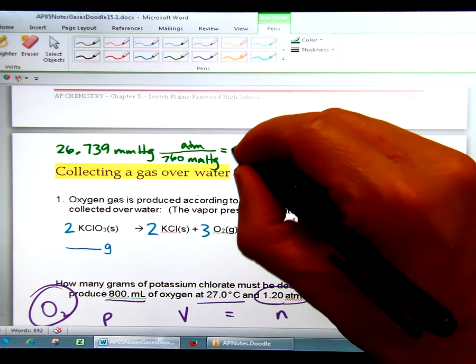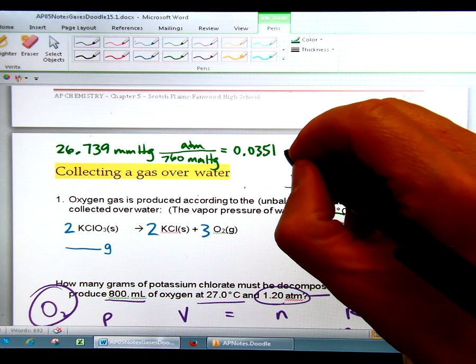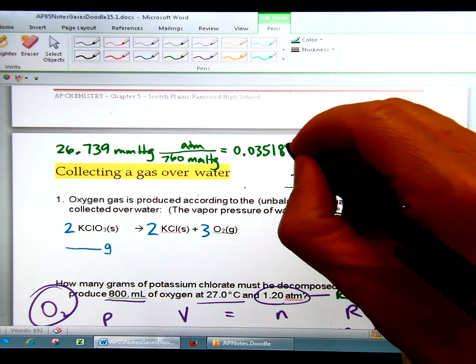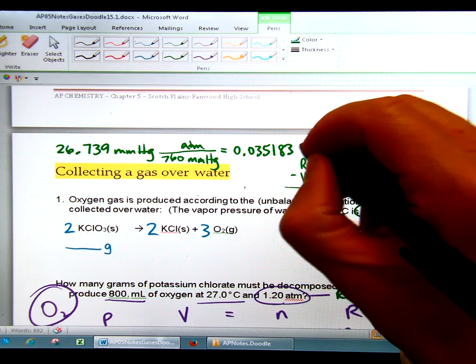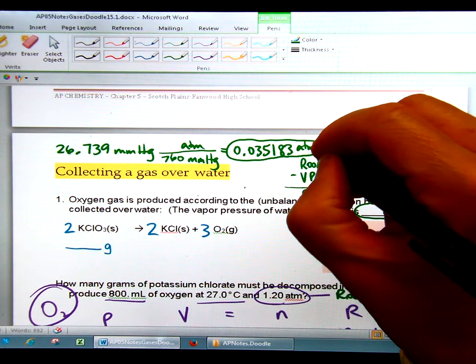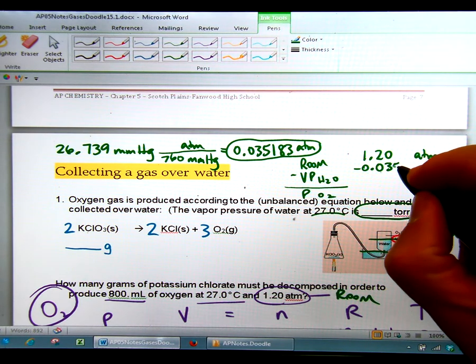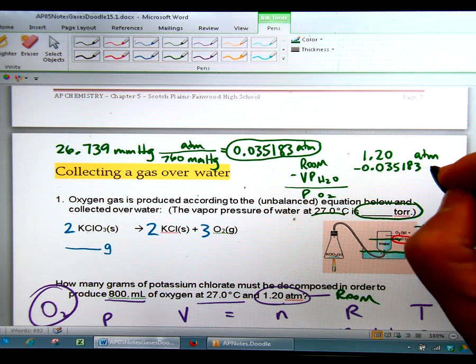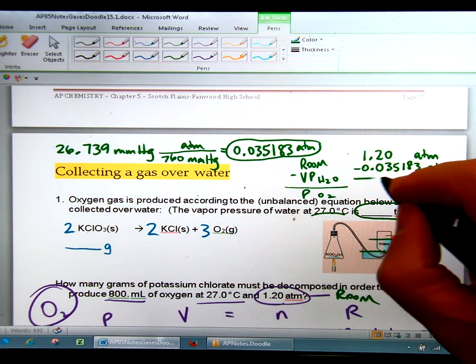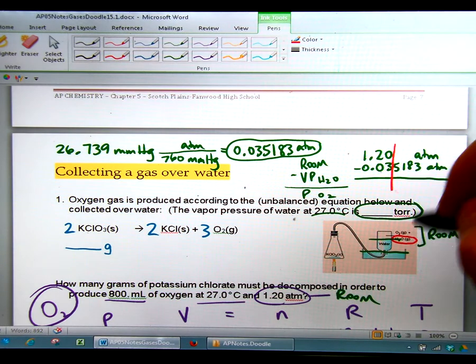0.0351. We'll go with 5 sig figs, that's 0.035183. Now this is going to be far too many sig figs because we're not going to be able to use them all when we do subtraction. But with our sig fig rules, remember it's line them up, so you're actually going to have to cut off your answer right there.